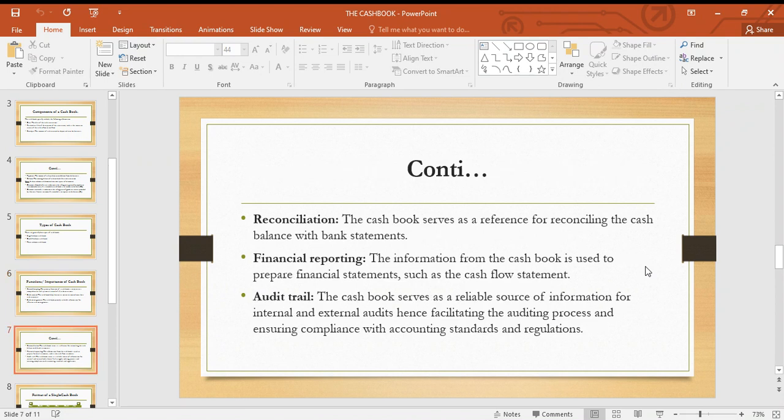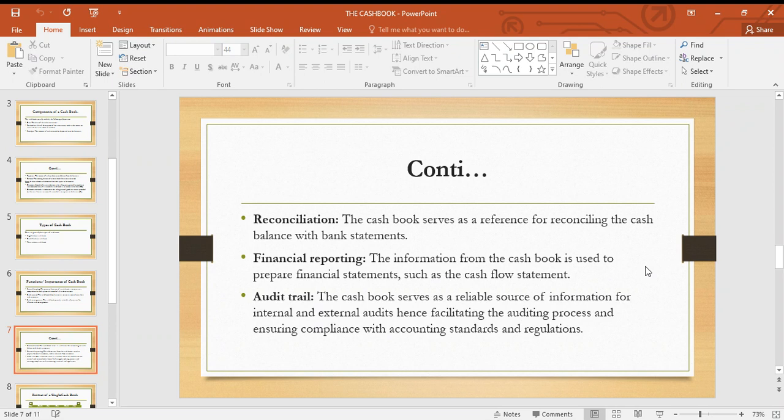Then we have the next one, reconciliation. The cash book serves as a reference for reconciling the cash balance with the bank statement. So in the business, you have the cash book, while in the bank, there are bank statements. So when you are reconciling, you are counterchecking where the difference is. So it helps you when you are reconciling the one in the bank and the one you have in your cash book.